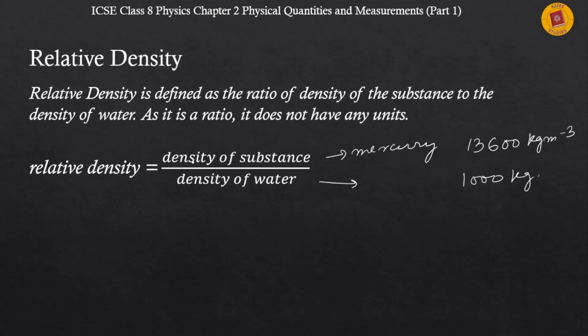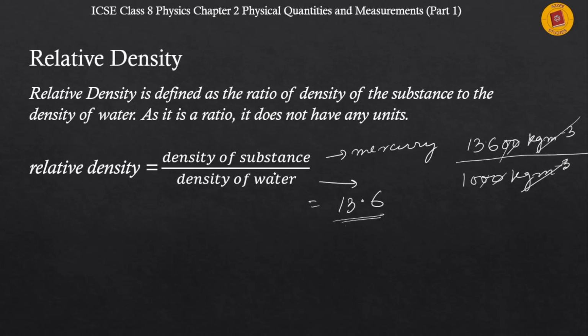Now we put both the values in this formula. The density of mercury is 13,600 kg per meter cube and the density of water is 1000 kg per meter cube. If we do the calculation, these units will cancel out, and the value comes to be 13.6 with no unit, because the units are cancelled out. We will only say the relative density of mercury is 13.6.